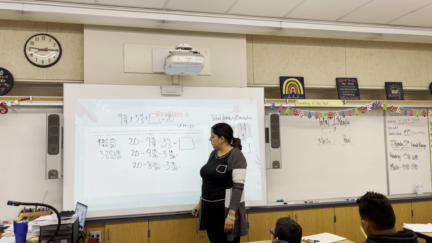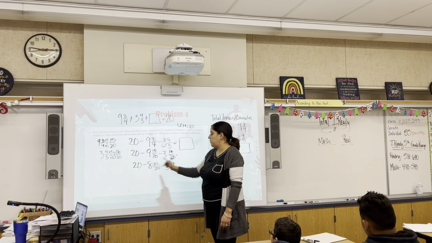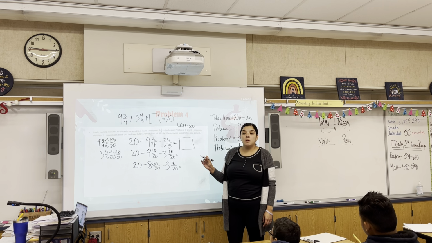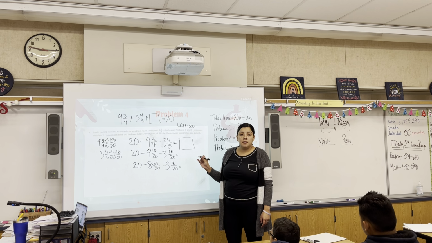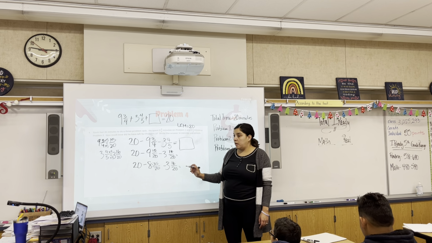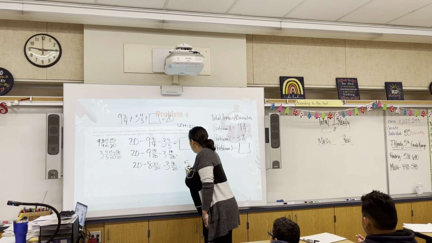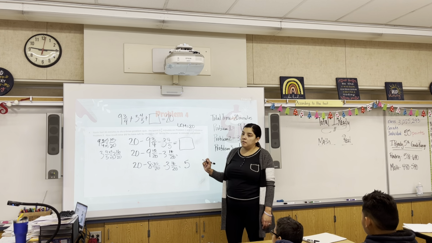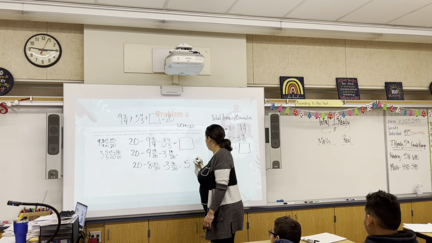Okay. So then what did you get? What did you do after that? We subtracted the whole squares, okay, and then we subtracted the fractions. And what did that give you? 19. Oh no, the one on it? Oh, 5. And what about here? 19/20.